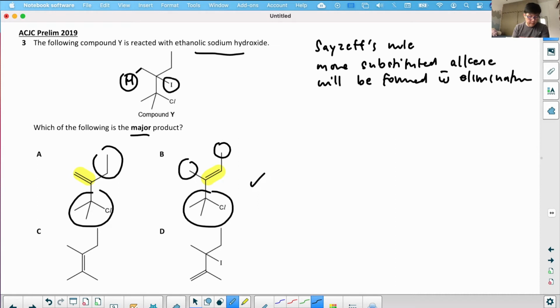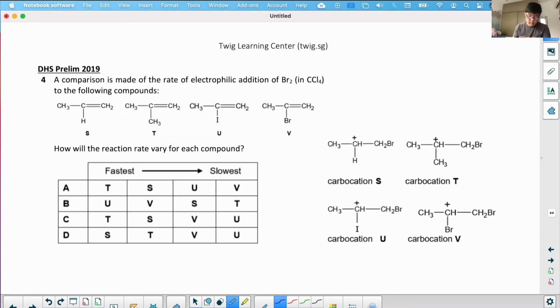So the rest, I don't see how this can happen actually. This is not going to happen because there is no hydrogen on this carbon. Both carbons don't have a hydrogen, so you can't get a double bond over here. This one I think is wrong also because there's nothing happening over here, so I don't think that's the answer. So B is the best answer over here.